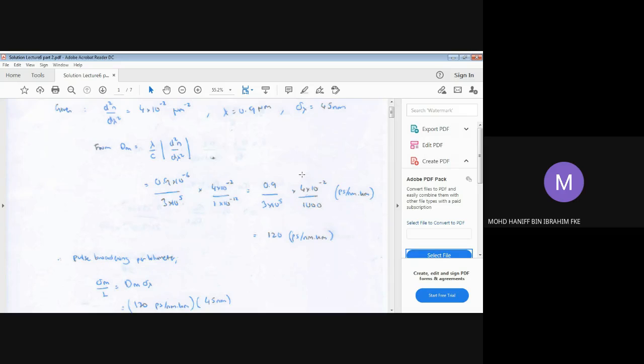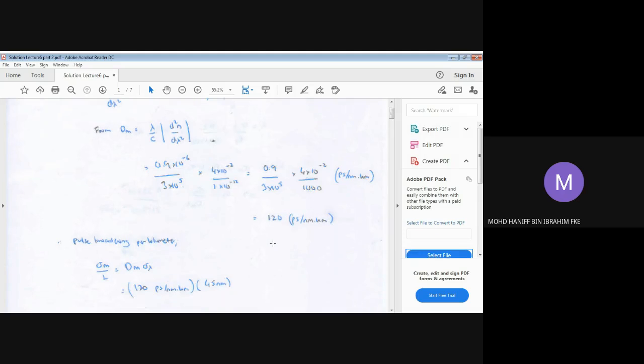Okay, so that's why the unit is picosecond per nanometer kilometer. So the Dm is 120. Okay, so from the obtained Dm, you can use it to calculate the pulse broadening per kilometer.